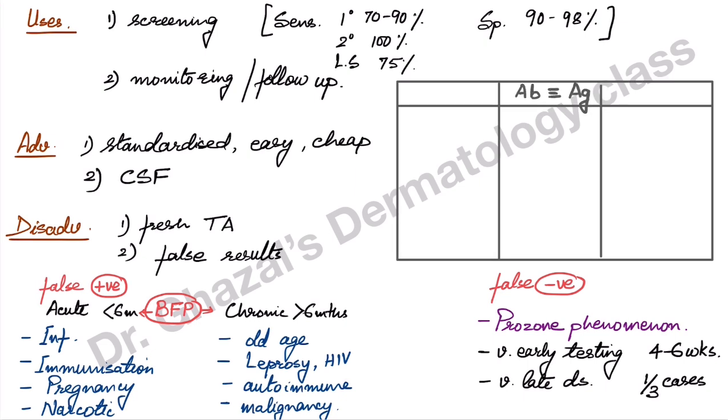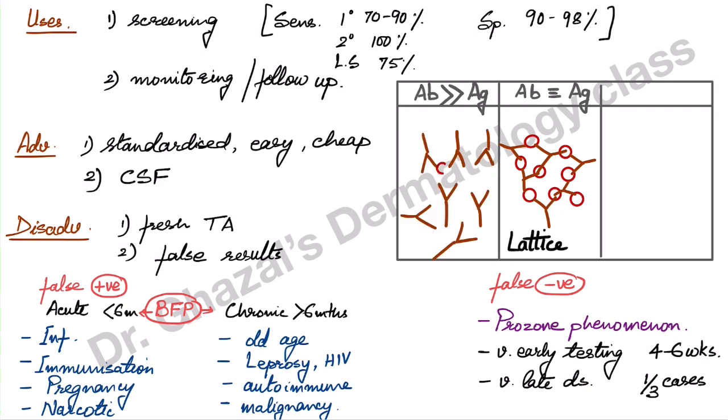When there is a comparable amount of antibody and antigen, these are the antigens, and you have a comparable amount of antibodies. So the cross linking of the antigen and the antibody leads to a good lattice formation. So this is the lattice hypothesis. In this case, flocculation can be easily seen. But if the antibody is very much in excess of the antigen, it is difficult to form a lattice and thus the flocculation. This is known as the prozone phenomenon.